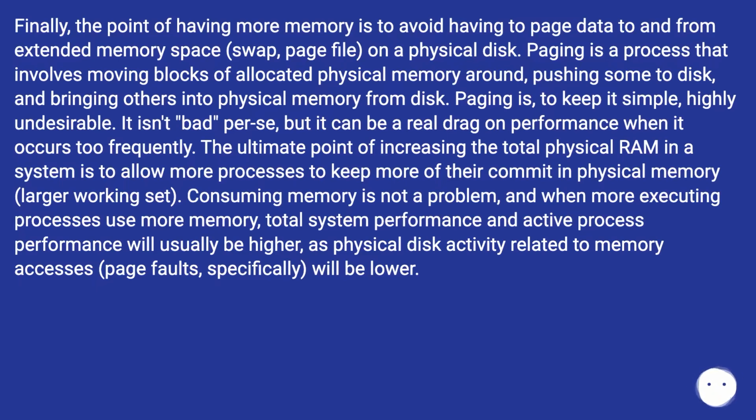The ultimate point of increasing the total physical RAM in a system is to allow more processes to keep more of their commit in physical memory, a larger working set. Consuming memory is not a problem, and when more executing processes use more memory, total system performance and active process performance will usually be higher, as physical disk activity related to memory accesses, page faults specifically, will be lower.